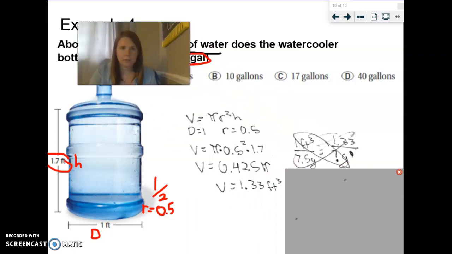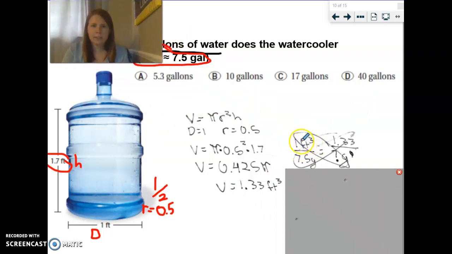I'm going to move myself over here a little bit. So what I did is I set this up because my conversion was 1 foot cubed is the same as 7.5 gallons. So here's the conversion. And I just set it equal. Well, I knew that my measurement was 1.33 feet cubed. I just don't know how many gallons. Okay, so I didn't put a variable. I just put a question mark gallons because I wanted to show you the units that are in here. Forgot to add this feet cubed though.